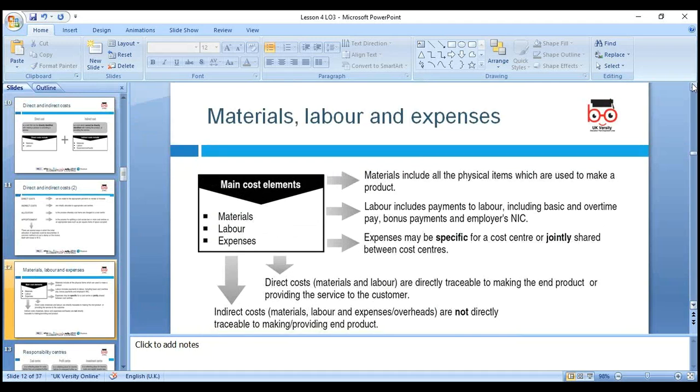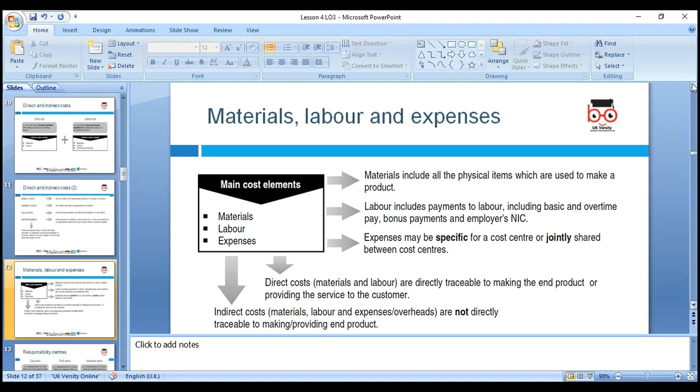Okay, then when we look, the cost can be in terms of material, labor, and expense. That's known as the main cost element, cost by element. So element by cost, we can look around material, labor, and expense. Material includes all the physical items that make the product.